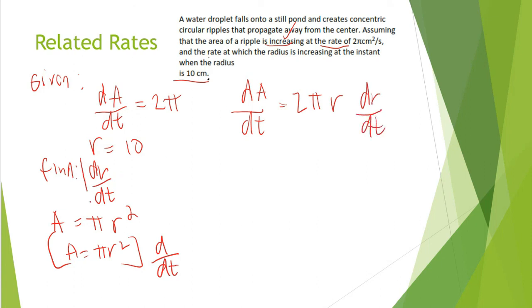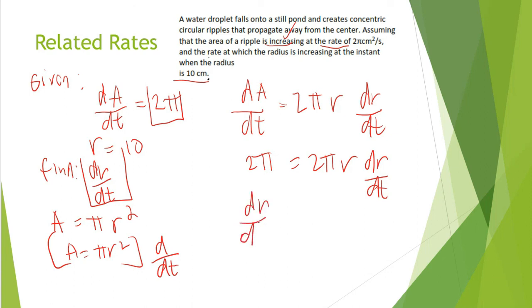Ang hinahanap natin is dr over dt. And take note that dA over dt is given as 2 pi. No? Baguhin natin to, gawin natin to 2 pi is equals to 2 pi r dr over dt para makuha natin yung value ng dr over dt. So, we divide both sides by 2 pi r para ma-isolate yung dr over dt. Dito yung dr over dt, 2 pi over 2 pi r. So, makakancel yung 2 pi.